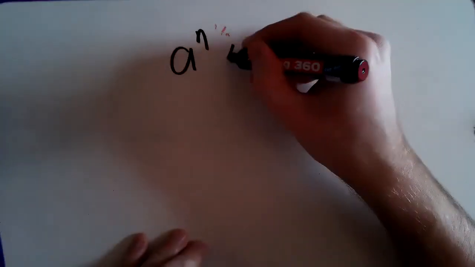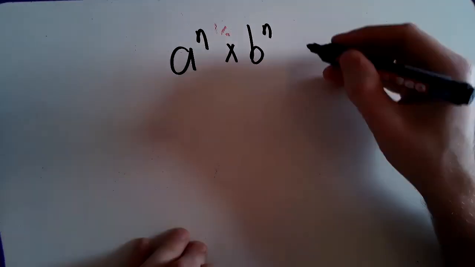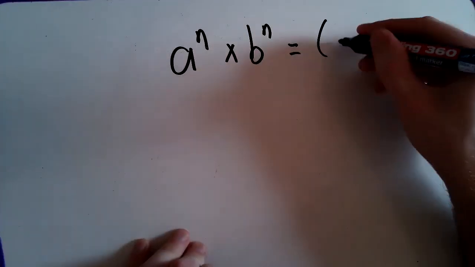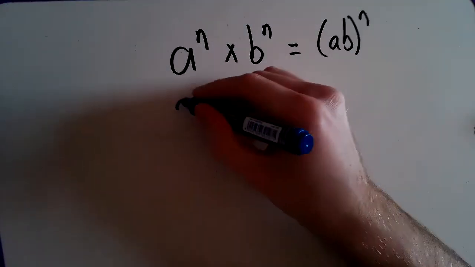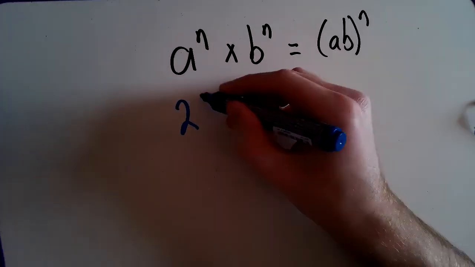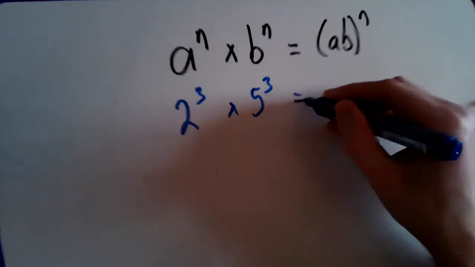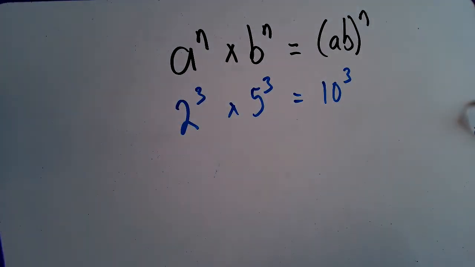Okay, let's do a few more powers before we do some roots. So the next power one, we know the rule is this: a to any power times b to that same power, well, I can times the numbers together first and then put that to a power. So let's do 2 cubed times 5 cubed. That's the same as 10 cubed. If you don't believe me, check that out on your calculator.